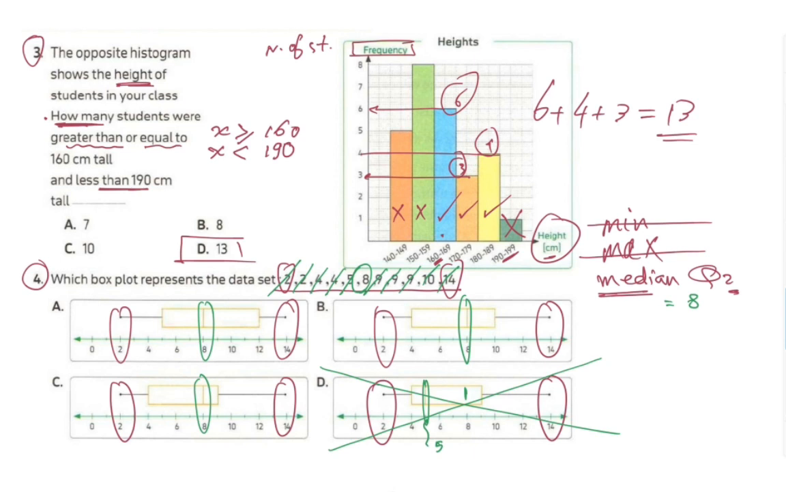But I have 3 box plots. Any one may be right. So I will go to what? I will go to Q1 or Q3. Start with Q3, the upper quartile.